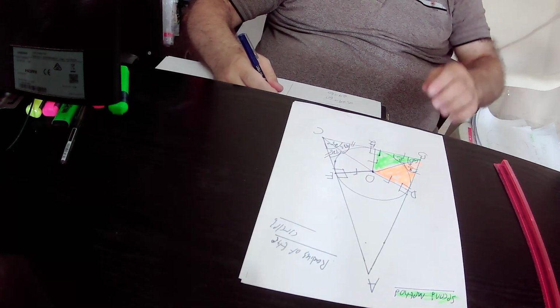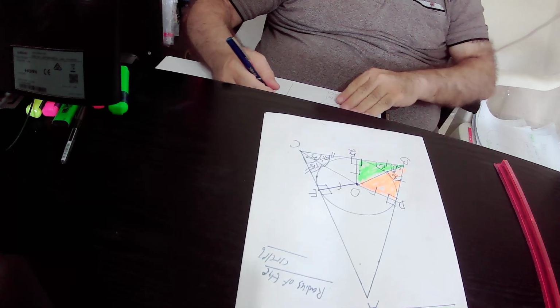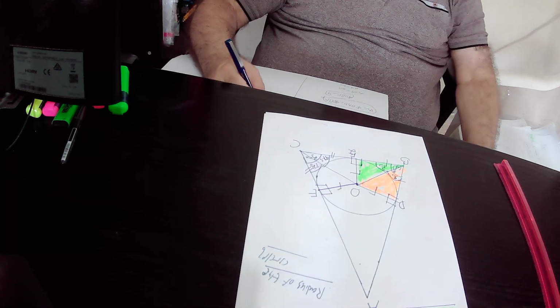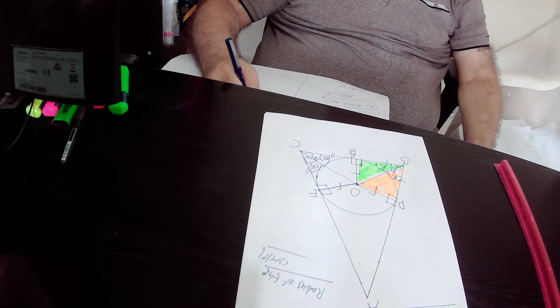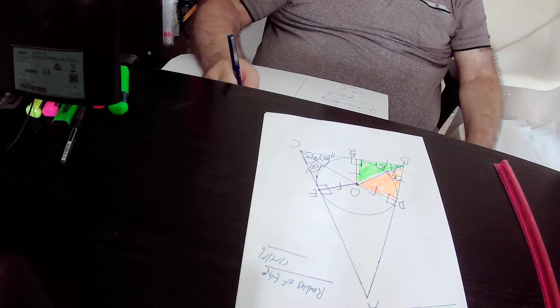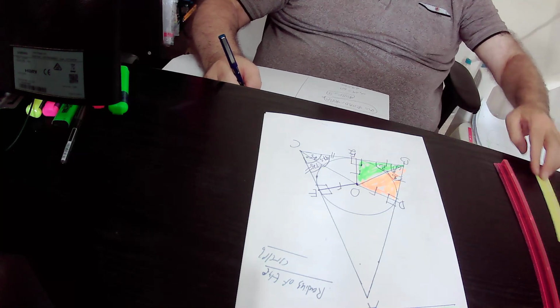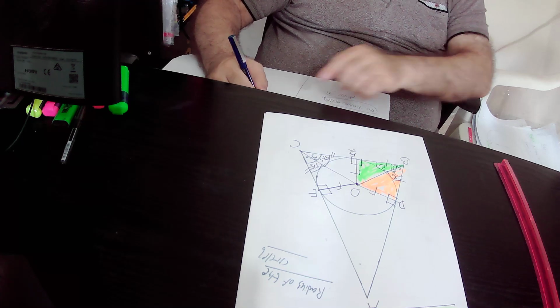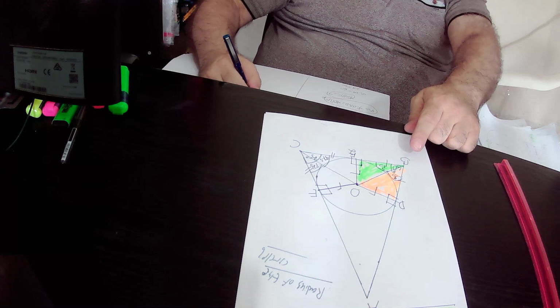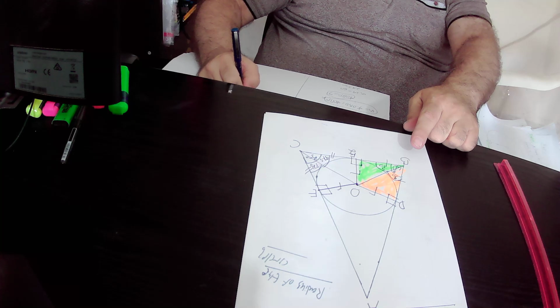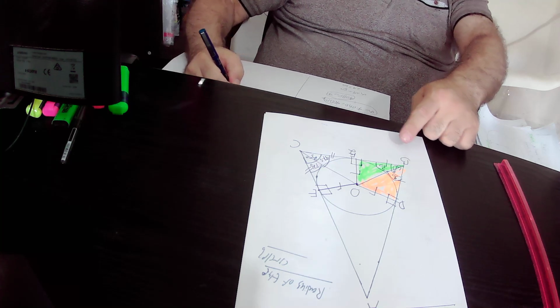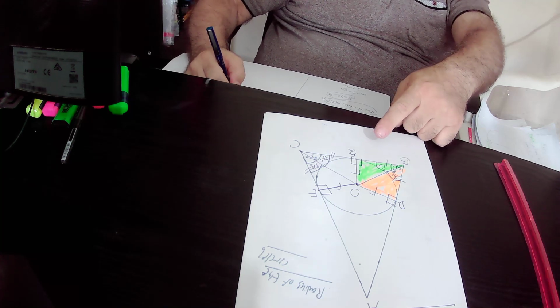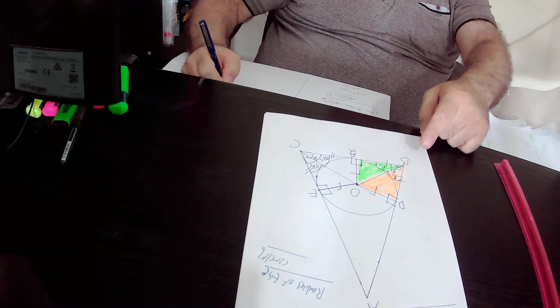So we'll focus on the green triangle. In the green triangle, triangle BOF, the green right triangle BOF, the angle of 30 degrees, its sine equals OF over BF.